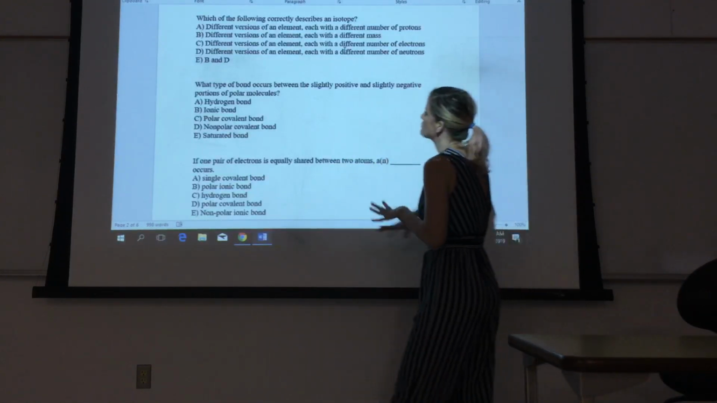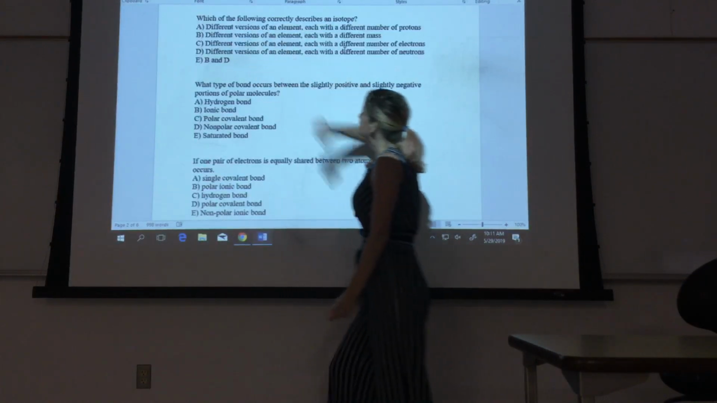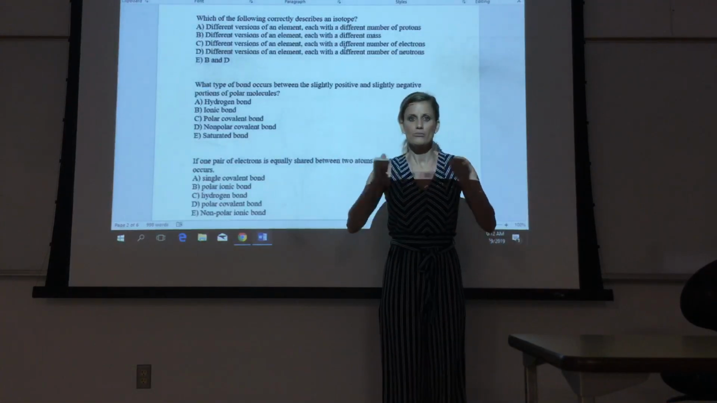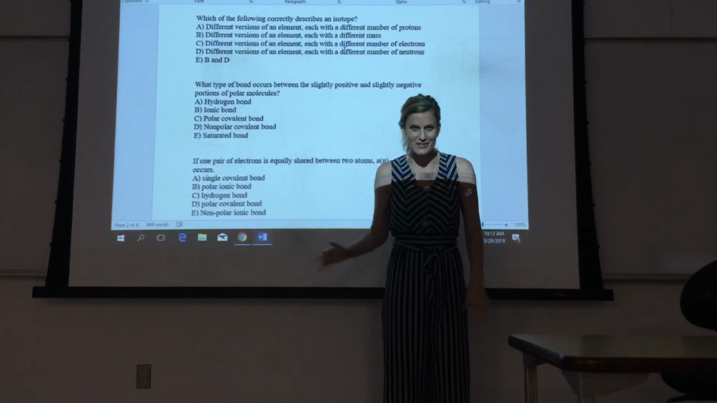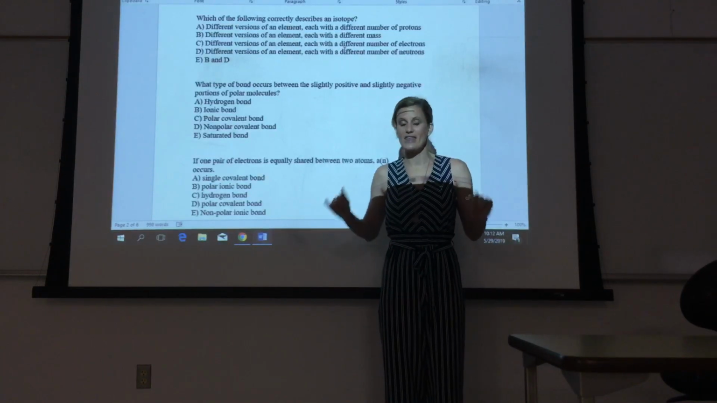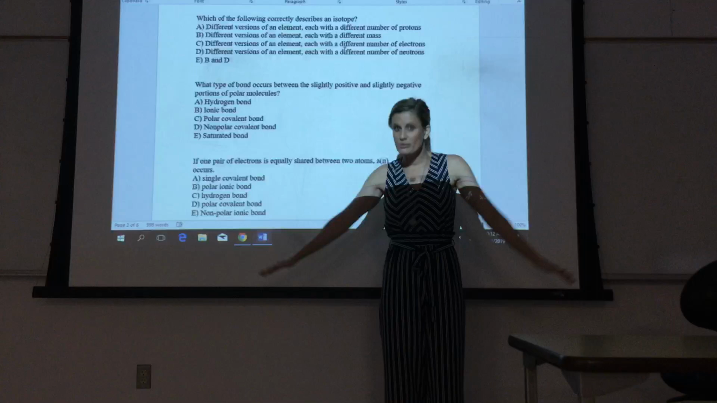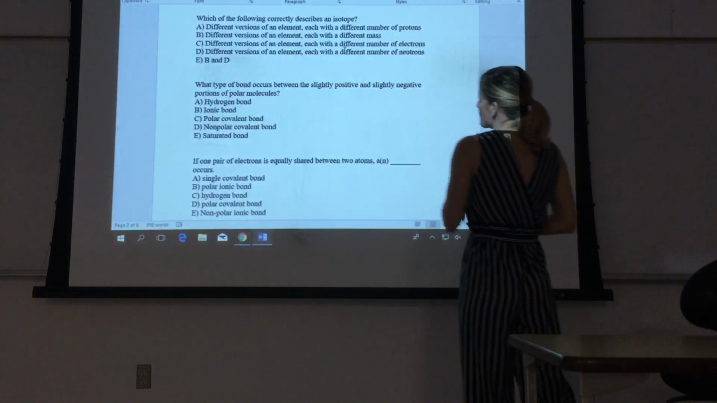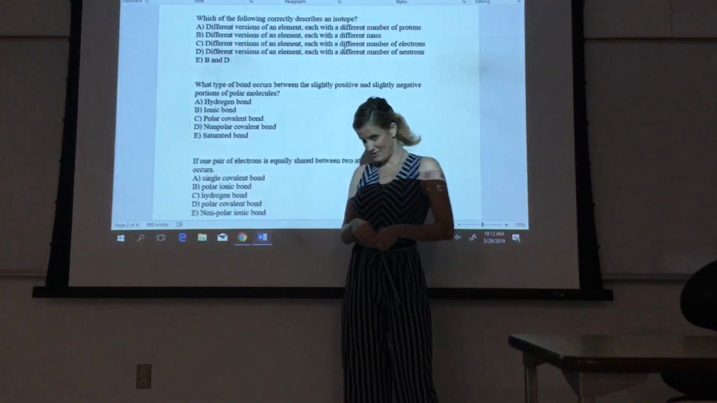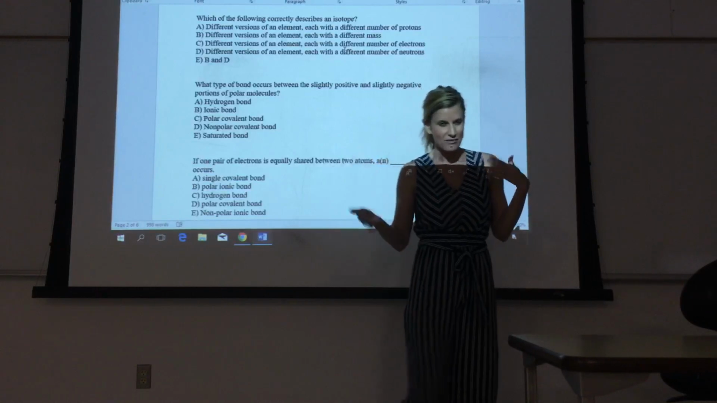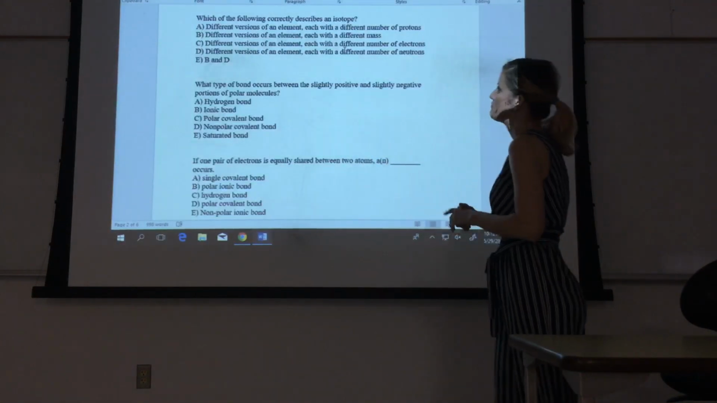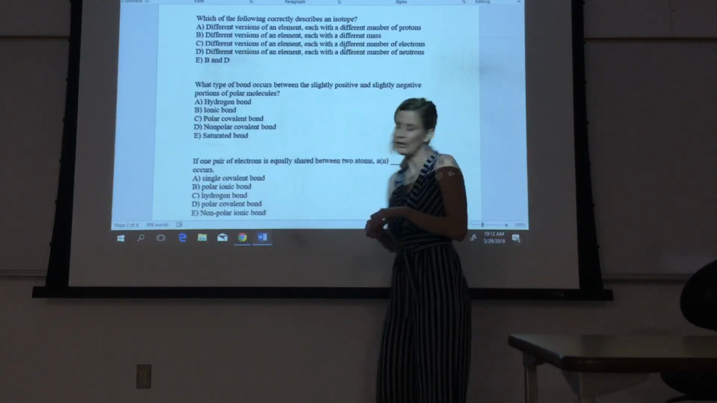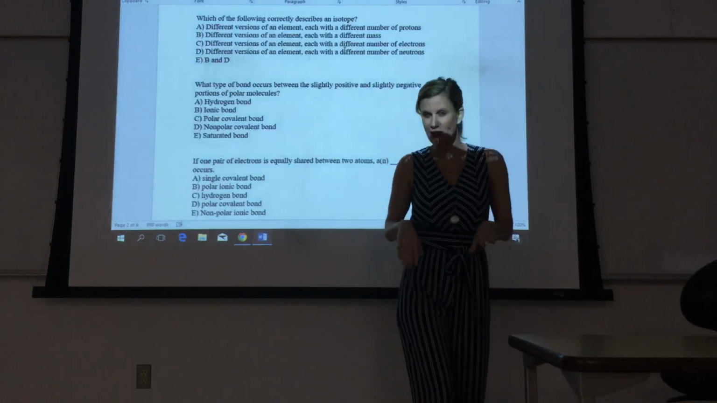Okay, so let's look at our choices. A, different versions of an element, each with a different number of protons. What did we just say? Protons never change. The number of protons doesn't change, or it's not that element. Anytime you see the number of protons changing, that is wrong. Different versions of an element, each with a different mass. That's correct, right? Different isotopes have different masses. Let's look at the rest of our choices. Different versions of an element, each with a different number of electrons. No, right? Electrons have to do with bonding, not with isotopes.